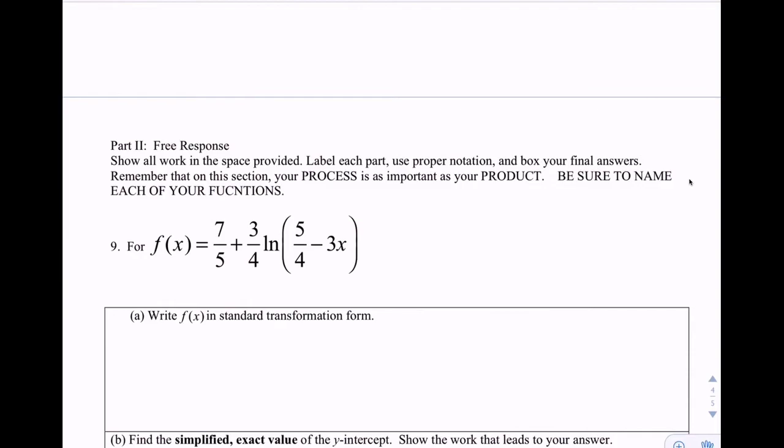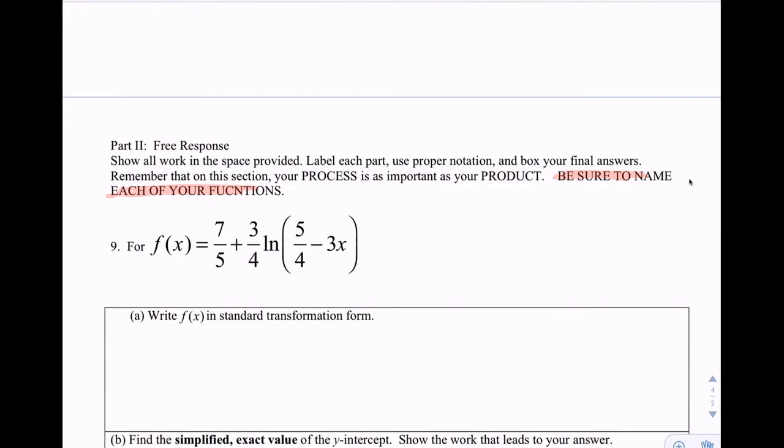Good. Show your work in the space provided. Label each part. Use proper notation and box your final answers. Remember that on this section, your process is as important as your product. Be sure to name each of your functions. You know how many people didn't name their functions? Quite a few. They lost the notation check. In the future, though, you're going to lose a check every time. So notation, and what's the third one on the free response? Notation. No notation, no points.